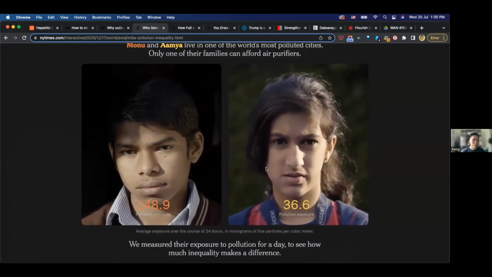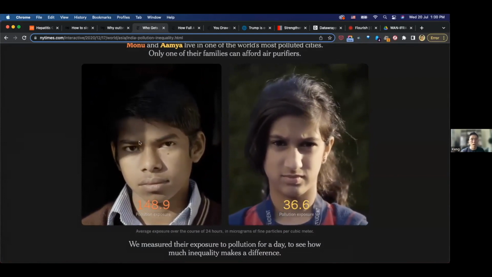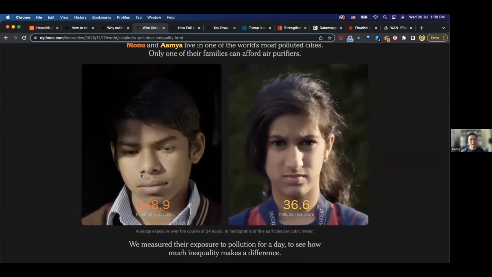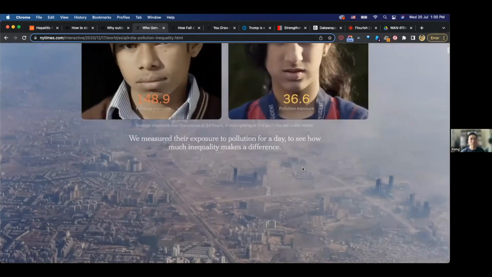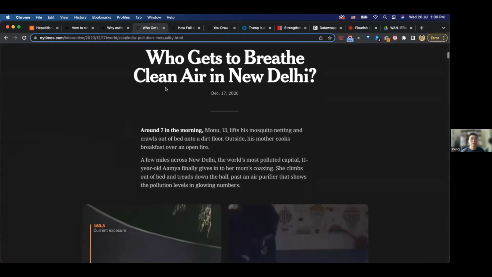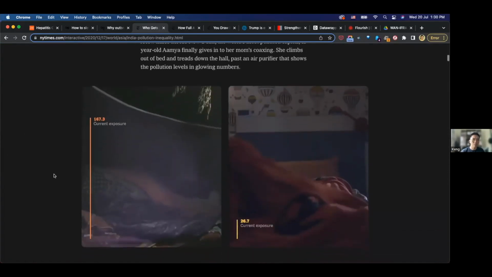And these two kids are from very different backgrounds. The boy is from a poor family, and the girl is from a much wealthier family. So the title is Who Gets to Breathe Clean Air in New Delhi. It was published almost two years ago.